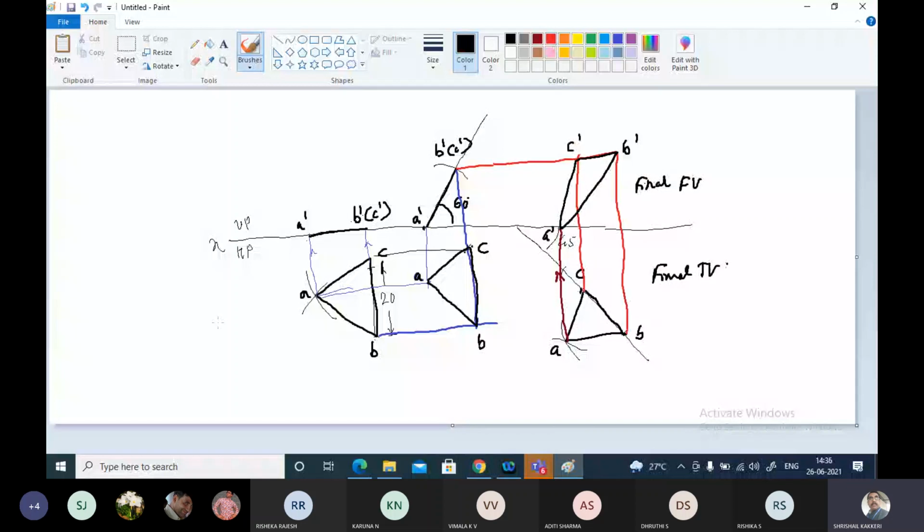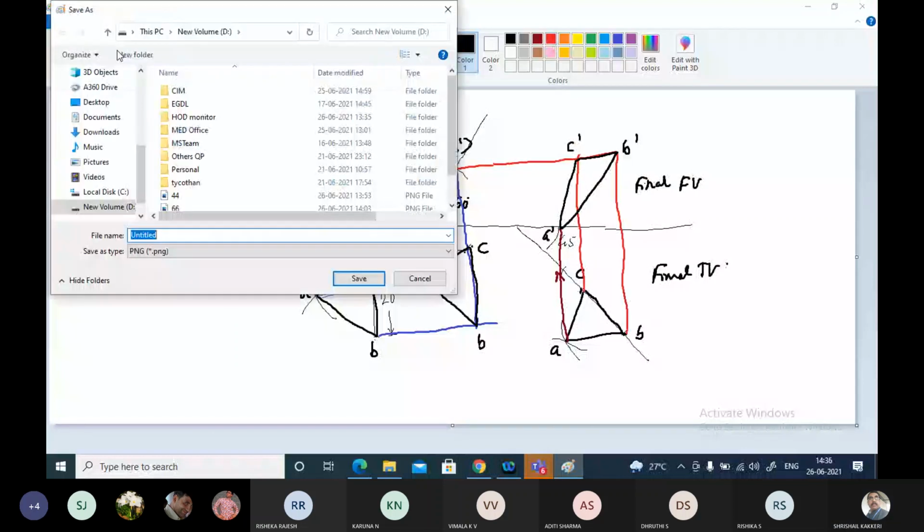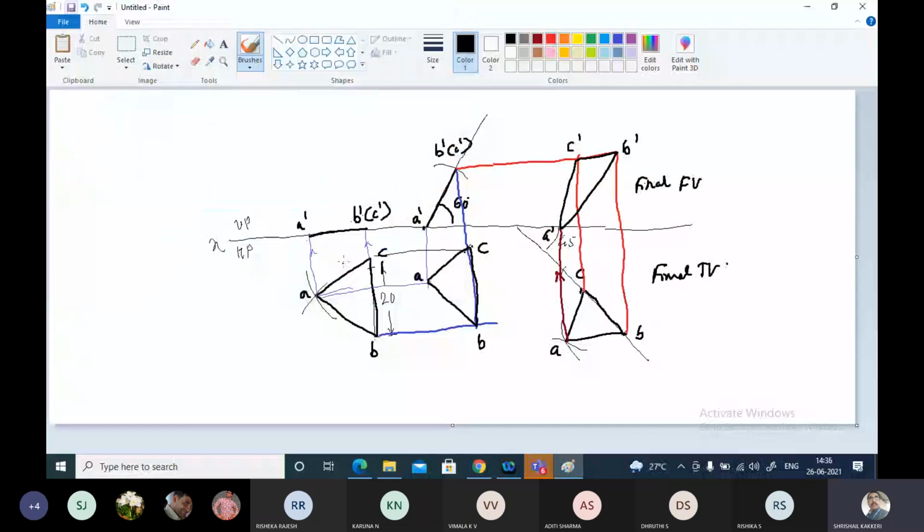Anything is there? Please discuss. Anything is there to discuss?